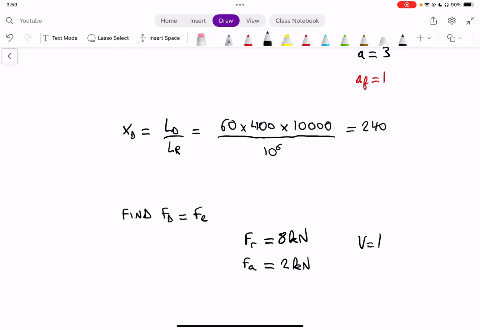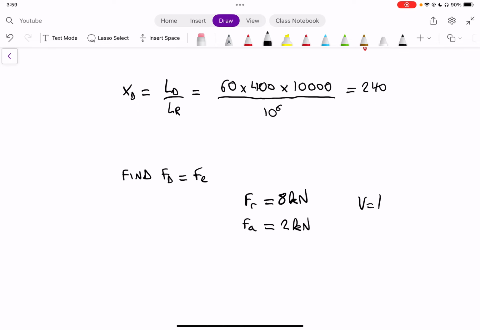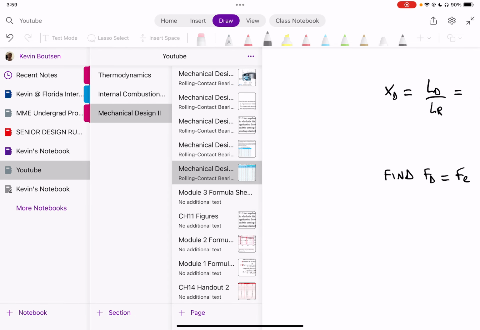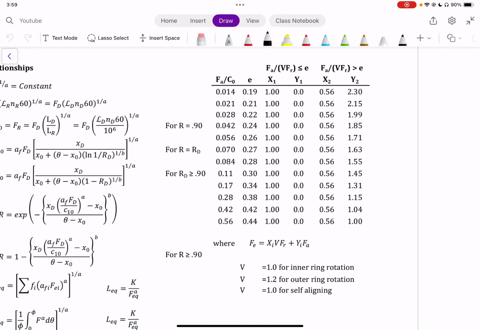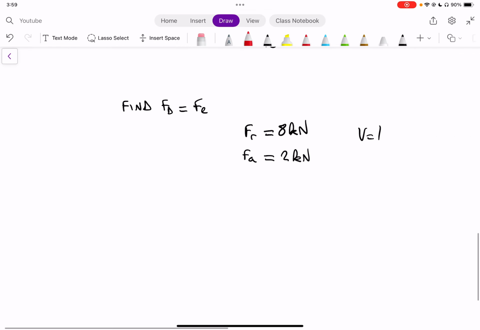And then we're going to go to table 11.1, and we're going to essentially copy over our equation. So if we go to table 11.1, we're going to find our FE through this equation, and we're going to follow the format that we followed previously to find FE. Okay, so we need to choose whether we're going to use x1 and y1 or x2 and y2, and we need to do so by figuring out if we have an FA over VFR that's greater than E or less than or equal to E. So let's go ahead and write that down, and then we'll start solving the problem.